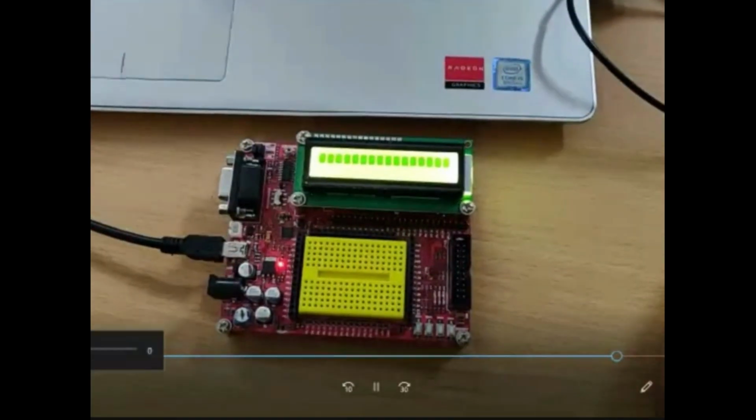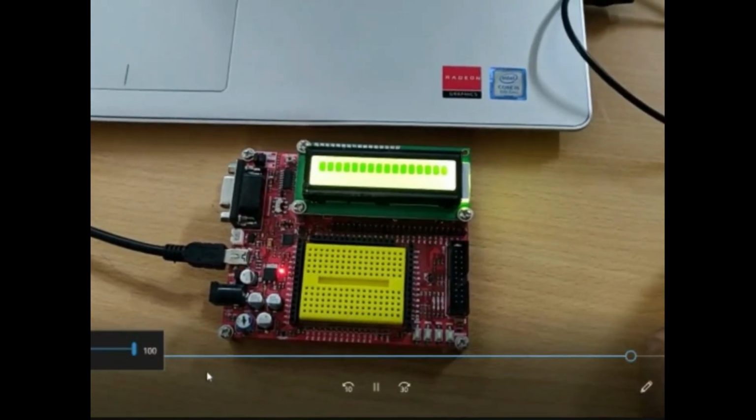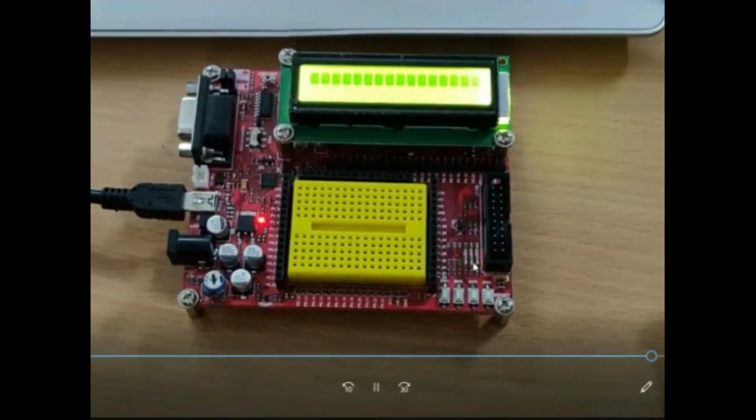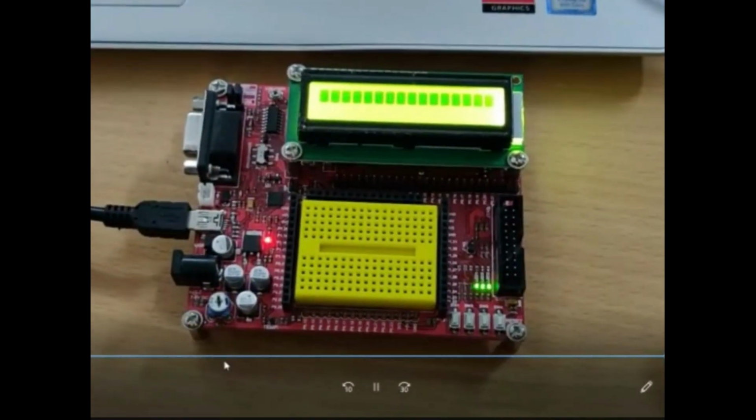Now let us listen here. Is it possible for you to hear the buzzer sound? Both audio and video. When the LED glows, the buzzer is not producing sound. When the buzzer is producing sound, the LED is not glowing.